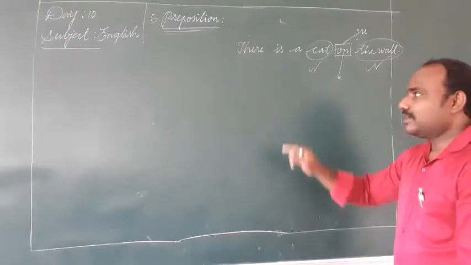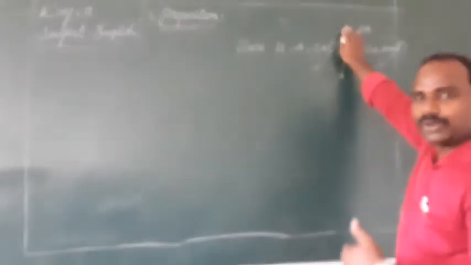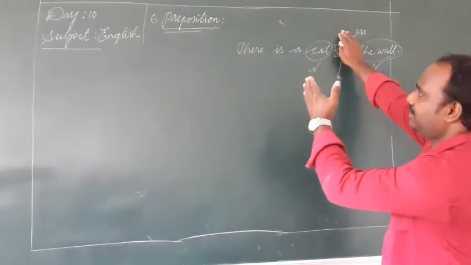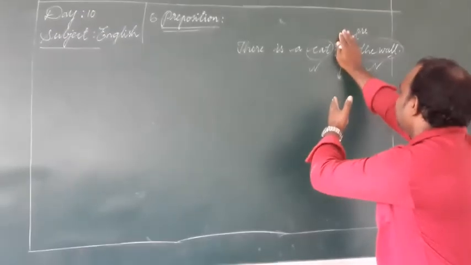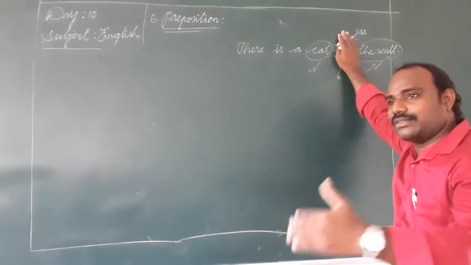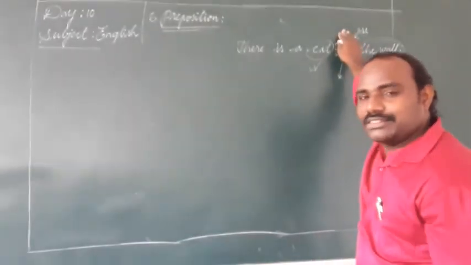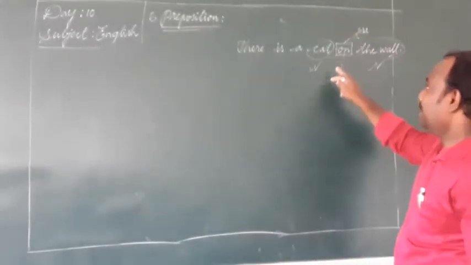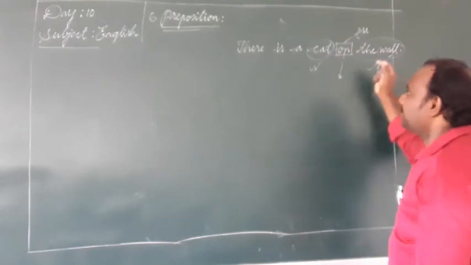Skipping the word on, just read the sentence. There is a cat, the wall. Here, the sentence is meaningless. So it shows the relation between this noun and this noun.